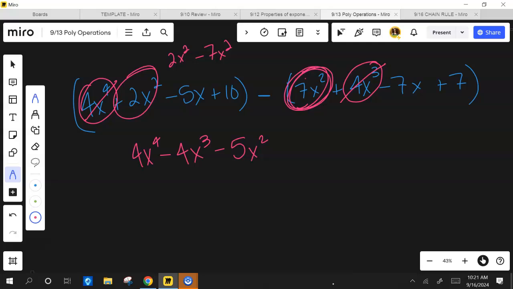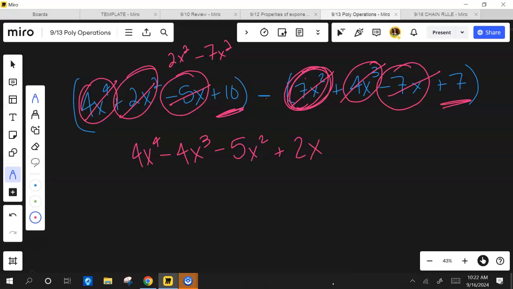Well, do a combination of 7. Yeah, we're not doing the same. Okay, go in order. Everybody with me? We all on the same page now? All right, I'm going to cross these out now because I've used them. Now I've got negative 5x minus negative 7x plus 2x. And then 10 minus 7, 3.